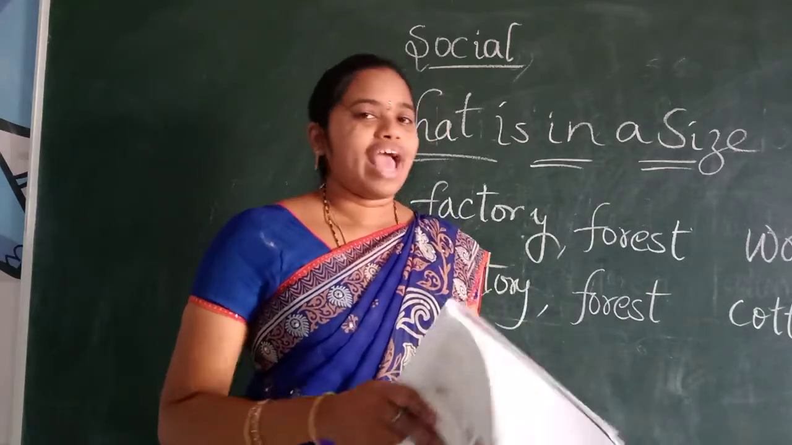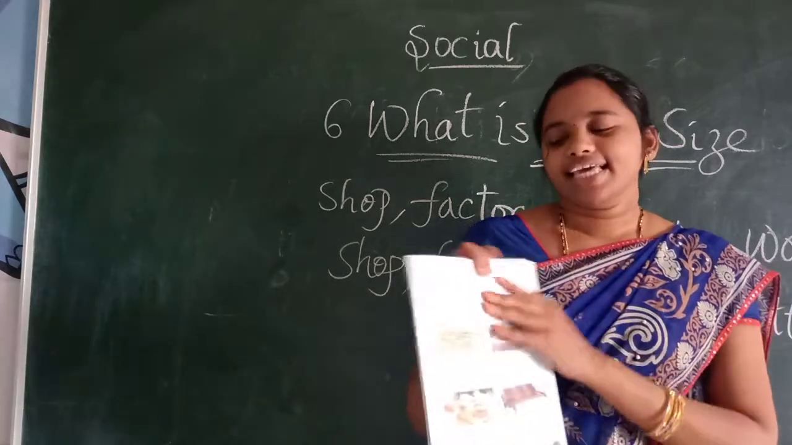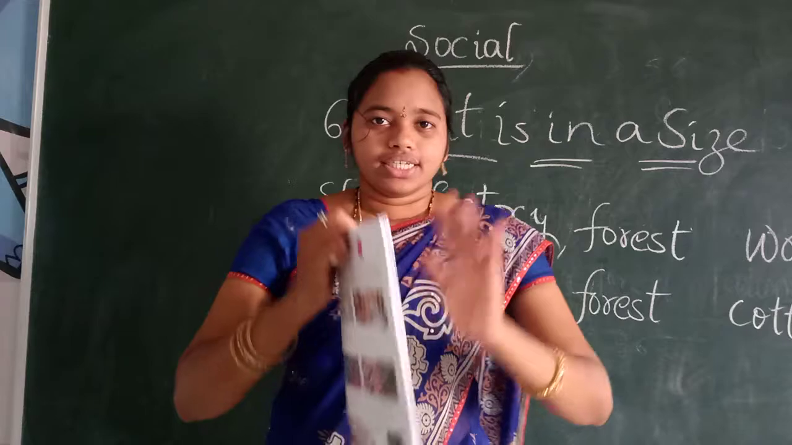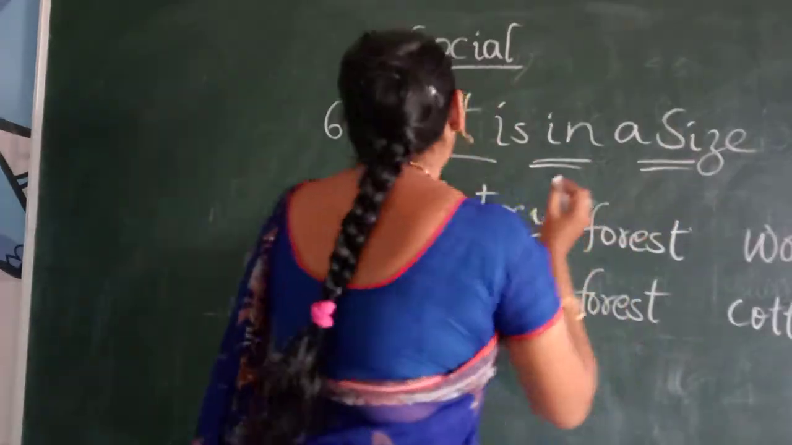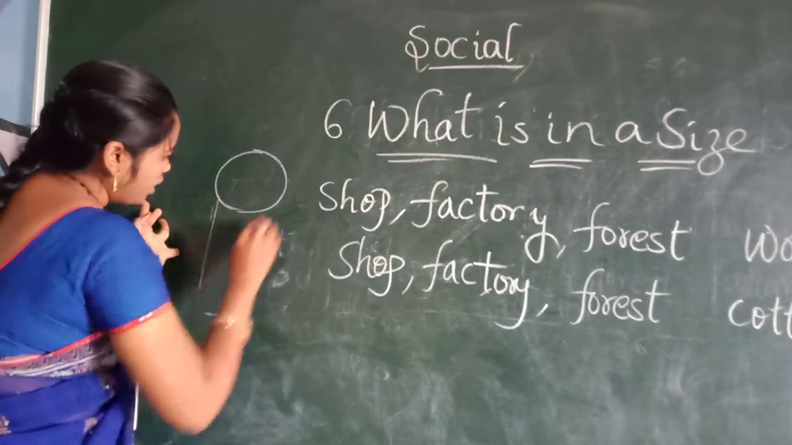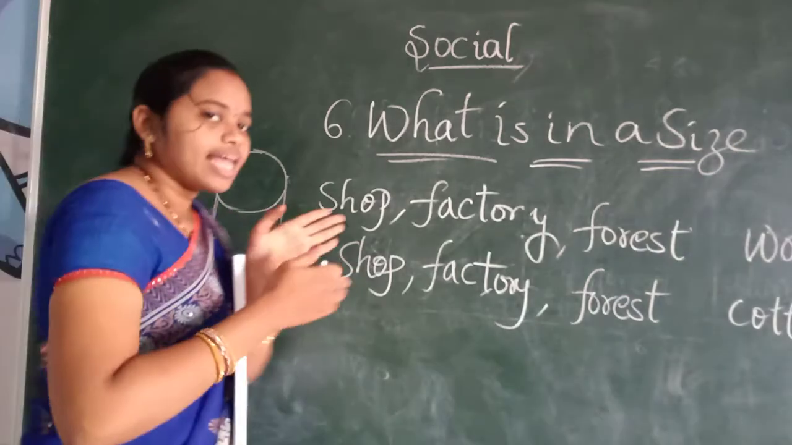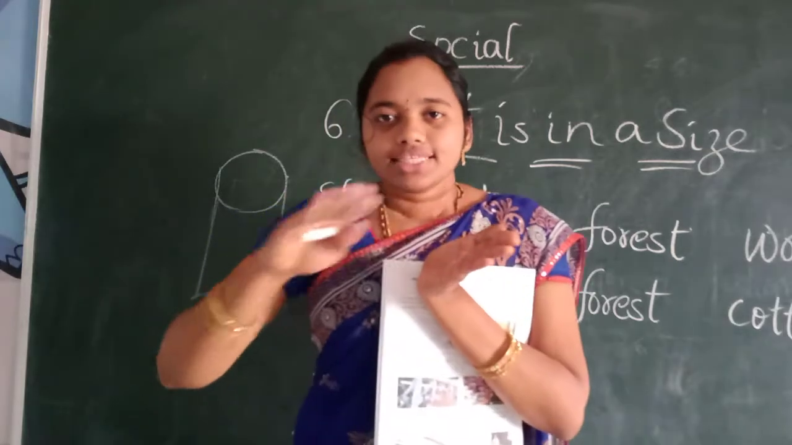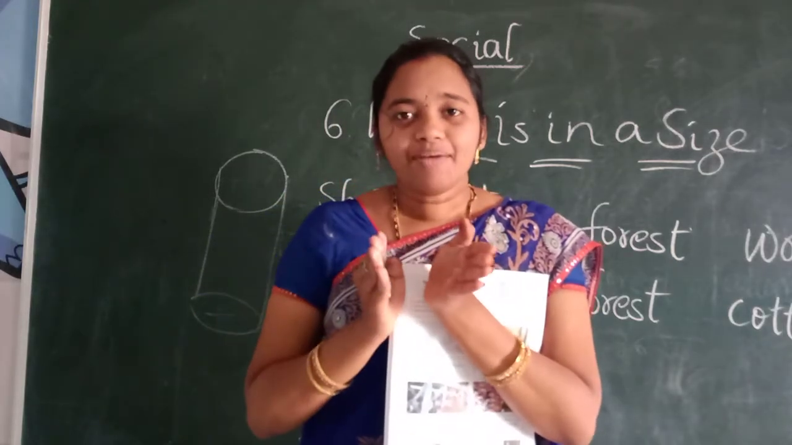Children, turn the page. On page number 2, we have Sophie's story. Do you want to listen? Once upon a time, the tree will be cut into logs. Logs means a round shape. These are the logs, children. Wood will be cut into logs. These logs will then be cut into sizes and shapes. Later, they will make the sofa.